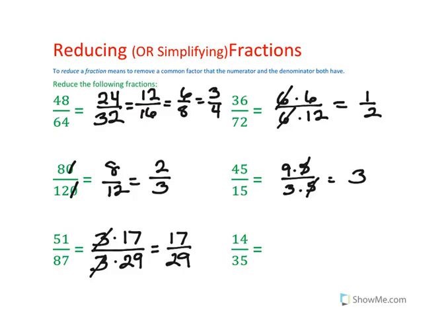Put down whatever you know. You know 2 goes into 14. Well, it goes 7 times. And you know 5 goes into 35. How many times? Oh, 7. So that tells you that it can be simplified.